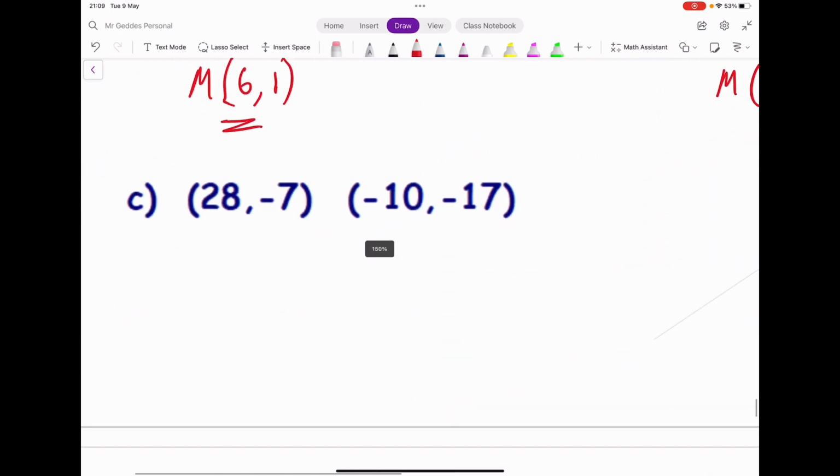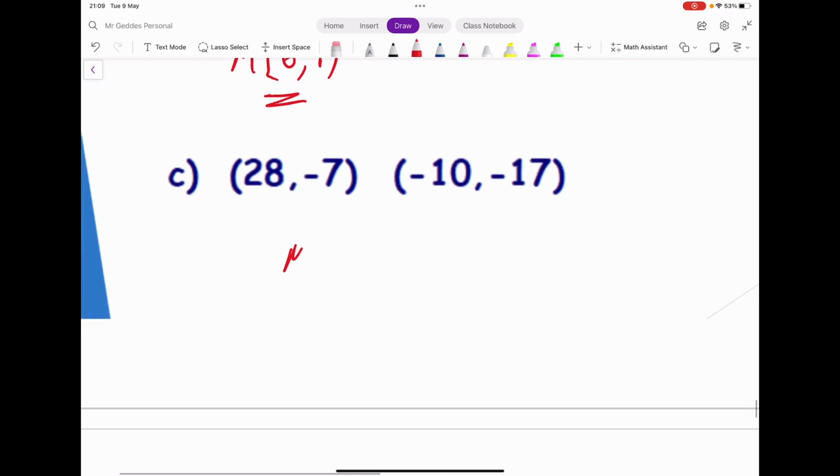Over here for C, midpoint again. Some people like to maybe go a wee bit further than just M, but there's nothing wrong with using the word midpoint for just now. So 28, take away 10, I'm adding on negative 10, is 18. Half of that is 9. Negative 7, add on negative 17 will get me down to negative 24. Half of negative 24 is negative 12.